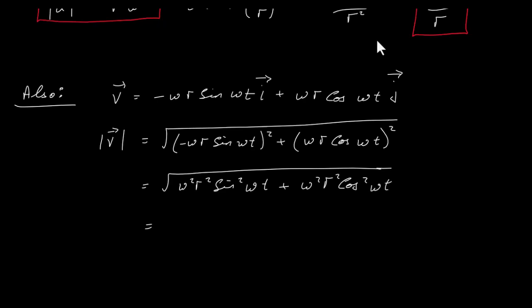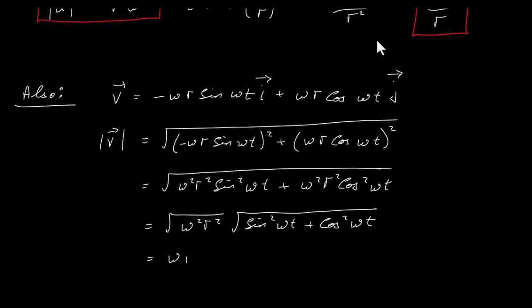Now again, I'm just going to factorize out the omega squared r squared and split up our square root again. So we end up with omega squared r squared here, and again we end up with sine squared omega t plus cos squared omega t. If we square root this, we get omega times r. And this here again, sine squared plus cos squared, is just going to be 1, so we end up with a 1 here. So finally we end up with omega times r. And this is our formula for the magnitude of the velocity.